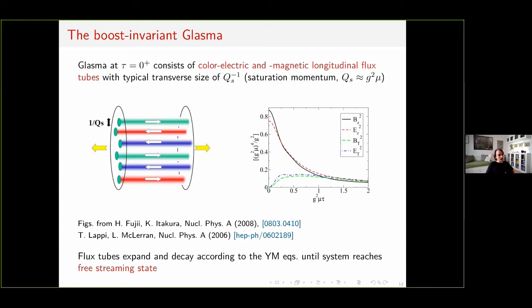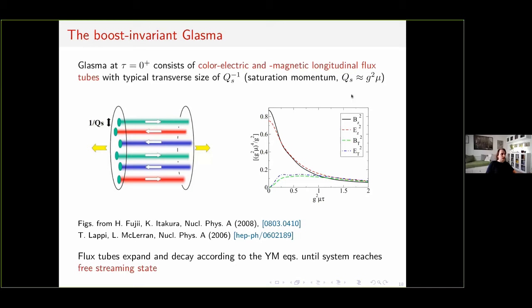If you study these initial conditions a bit closely, so you maybe compute the field strength tensor from these initial conditions, then you will see that initially all the fields will point in the z direction. So they are all longitudinal. And they have a typical correlation length of Q_S inverse. Q_S is this famous saturation momentum in the McLerran-Venugopalan model. It's given by g squared mu.